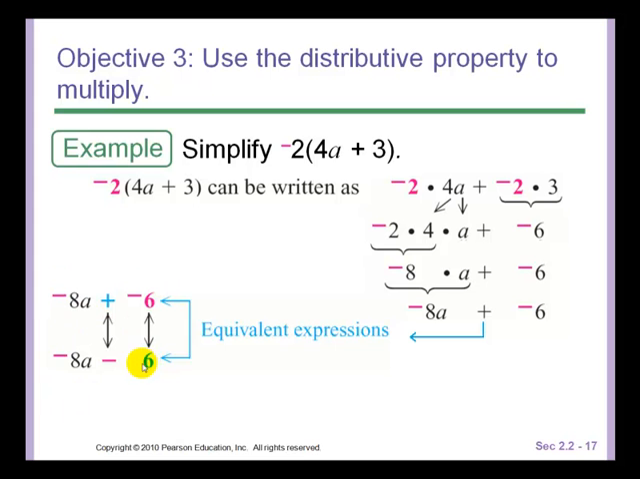They are correct. However, as you move up in mathematics, your teachers and your books will prefer you simplify the adding a negative to subtracting. So most books and most teachers prefer this answer. And again, you can write it with the arrows very quickly. -2 times 4a is -8a. -2 times 3 is -6. And it is understood that adding a -6 is the same as simply subtracting 6.